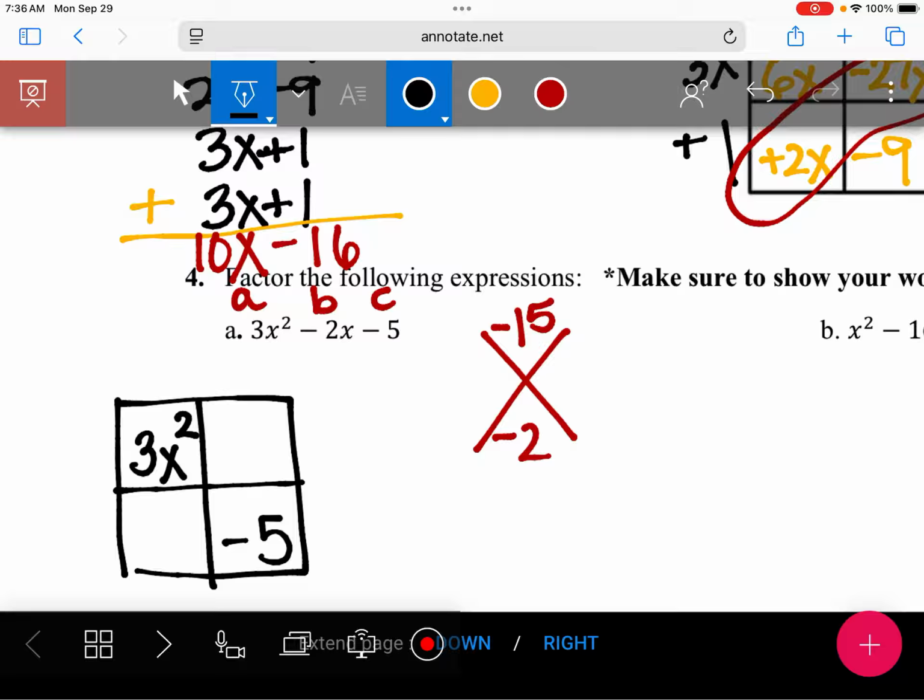So I'll give you a few minutes to try to think about the numbers. Don't say it out loud. Just give me a thumbs up when you know what the numbers could be. Looking at your chart if you need to. All the numbers that you know multiply to be 15.